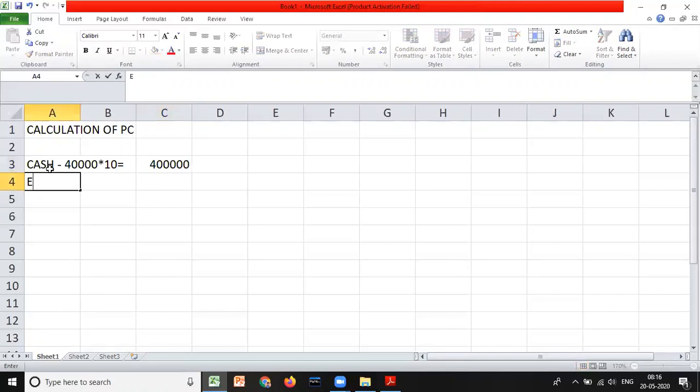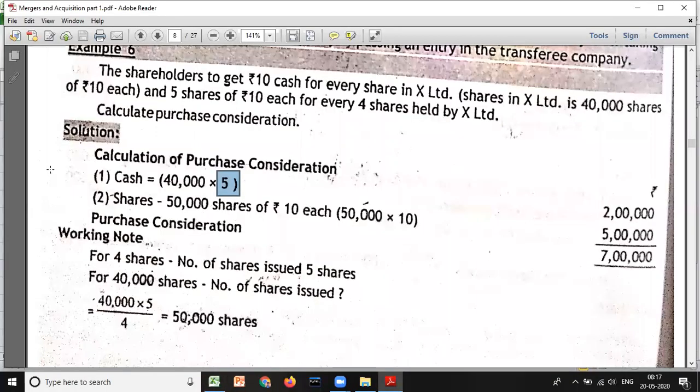Next, equity shares. Okay. There, look at here. We have total 40,000 shares. Okay. For every 4 shares, so you have to divide by 4. They are issuing 5 shares. Multiply with 5. So how much will we get? 50,000 we will get. So 50,000 into equity shares of rupees 10 each. So it will be 5 lakh. Look at here. They've done the same thing, but this calculation is wrong. Okay. So it will be 5 lakhs.